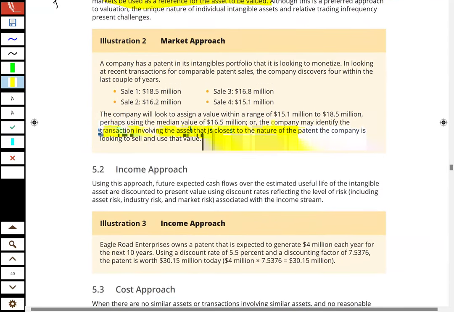Income approach. Notice we didn't have this for our fixed assets, but because intangibles like patents and whatnot could potentially generate some income, we could use future expected cash flows over the estimated useful life of the intangible, discounted to present value. So you could use that income approach.